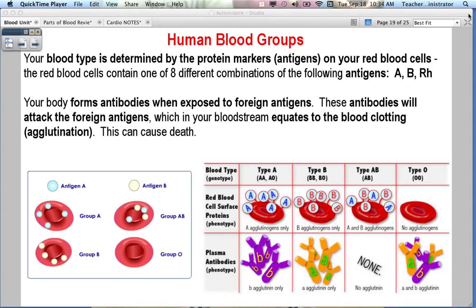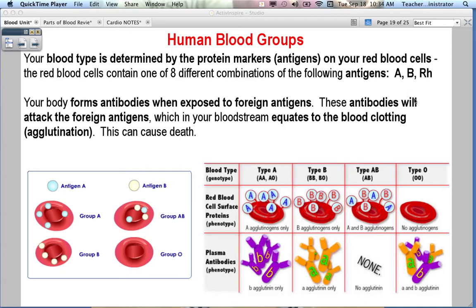This is blood 0.2a, and this is going to be blood 0.2b. So we're going to talk about human blood types. Your blood type is going to be determined by the antigens that you have present on your red blood cells. The antigens are like protein markers, or I sometimes think of them as name tags. There are 3 possible antigens that you could have on your red blood cells, and they can combine to form 8 different possible blood types for humans. So the 3 antigens are A, B, and Rh.